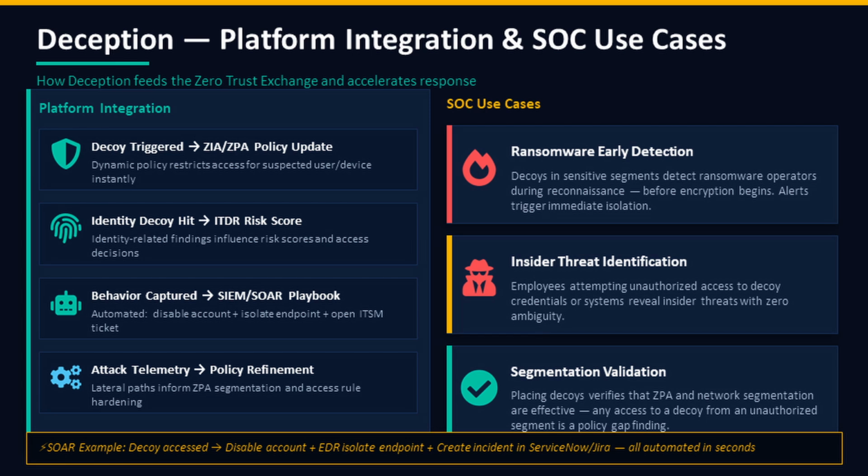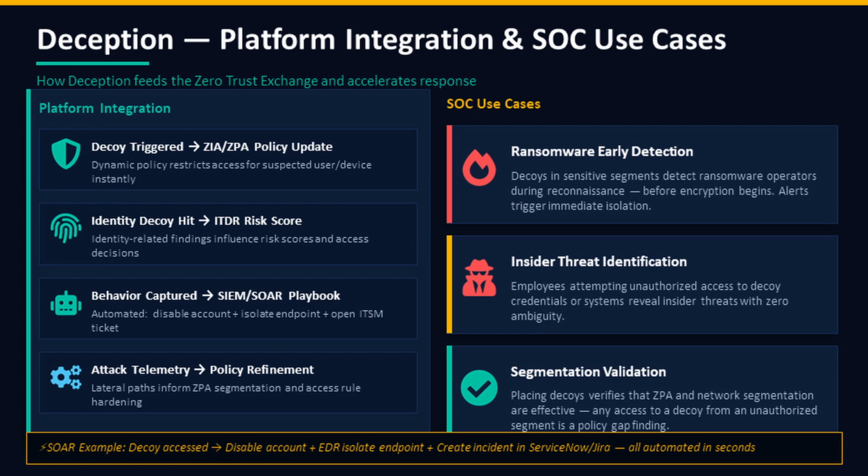From a SOC perspective, the three most important use cases are ransomware early detection. Ransomware operators don't just encrypt files immediately. They spend time in the environment first, running reconnaissance, establishing persistence, understanding the network. That reconnaissance is exactly when deception catches them. An alert fires during the recon phase, before any encryption has started. That's the difference between a contained incident and a catastrophic outage.